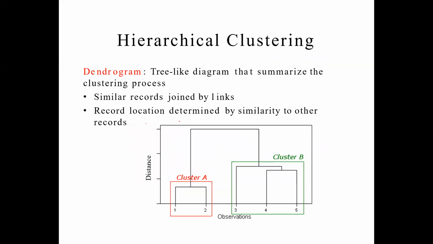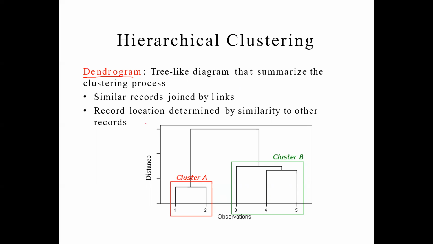Some basic terms that you need to understand for hierarchical clustering are these. A dendrogram is a graph that we use to represent or summarize the clustering process, that is, the hierarchical clustering process. So a dendrogram is a tree-like diagram that summarizes the clustering process. Also, we represent the clusters of the partitioning method using a scatter plot.